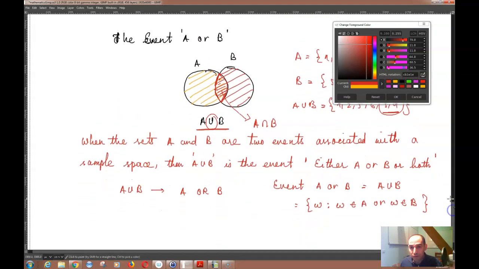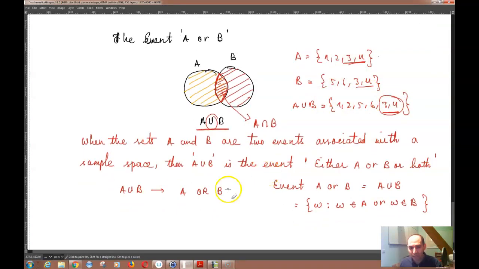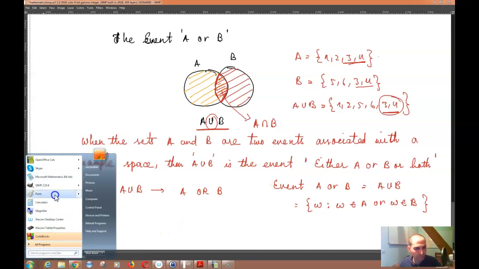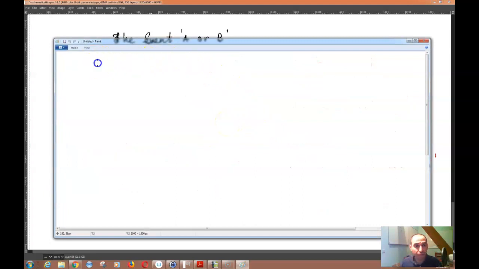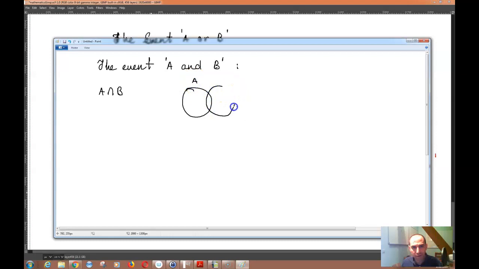So now let's talk also a little bit about the event A and B, and see what we can find over there. So we know that the intersection of two sets, A intersection B, is the set of those elements which are common to both A and B, that is, which belong to both A and B. Meaning that if you have this set A over here, and this set B over here, then this part which contains all the elements that are common to both A and B is denoted as A intersection B, right? That is what we know from sets.